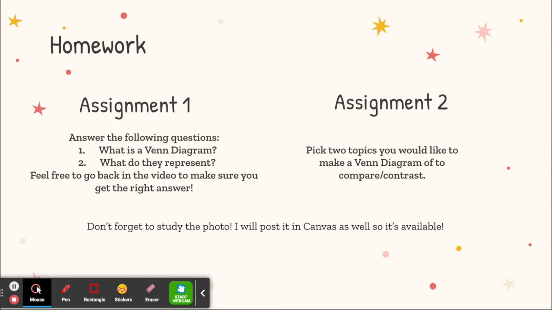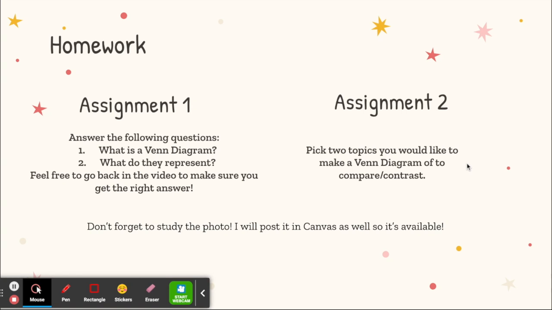So now we're going to go over the homework. Assignment 1 is to answer the following questions. 1, what is a Venn diagram? 2, what do they represent? Feel free to go back in the video to make sure you get the right answer. I want to make sure that you are able to go back and get the correct answer written down because we will be going over it again in class. It doesn't have to be perfect, but make sure that you have the gist of it written down so that if you don't, you can get it from either me or a classmate.